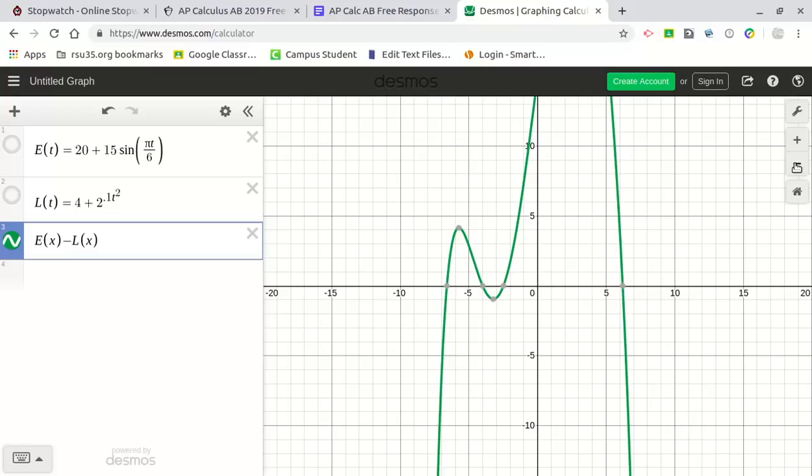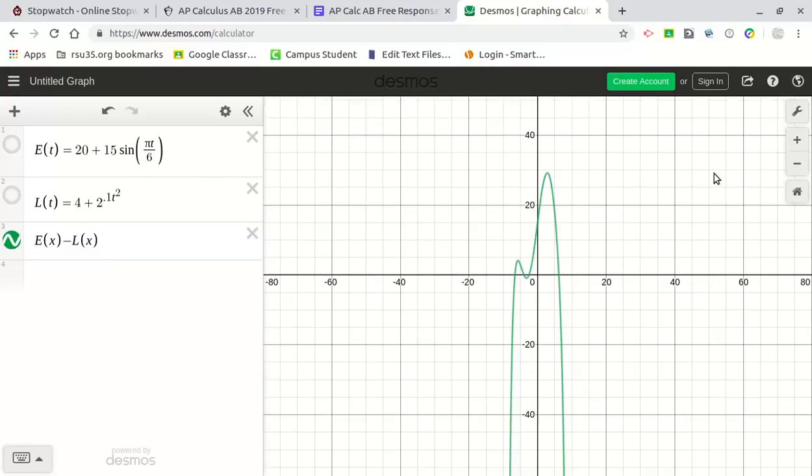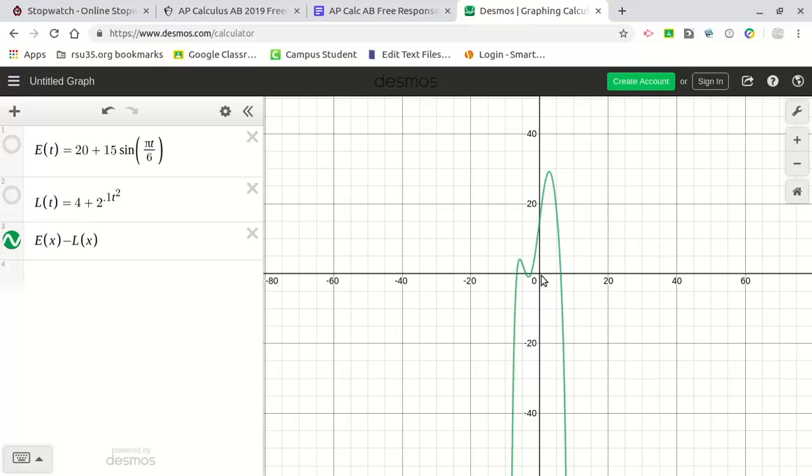Okay, and I'm only looking at the range from 0 to 8. We want to find the maximum. Either the maximum is going to be at t equals 0, at t equals 8, or where the derivative is 0. You can see the derivative goes from positive to negative, so we know this is at least a local maximum because it's going from increasing to decreasing.